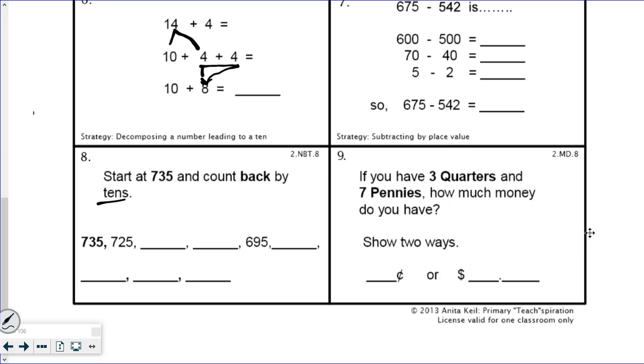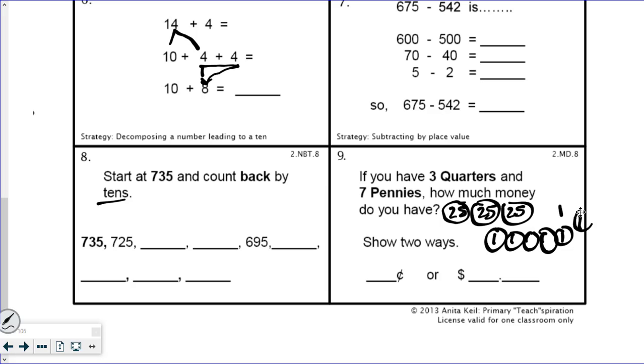Last problem, number 9. If you have 3 quarters and 7 pennies, how much money do you have? Show 2 ways. So a good way to calculate this is to write out how much money you have. So we have 1 quarter, 2 quarters, 3 quarters, and then we have 7 pennies. 1, 2, 3, 4, 5, 6, 7. And I would say this is the easiest way to solve this problem.